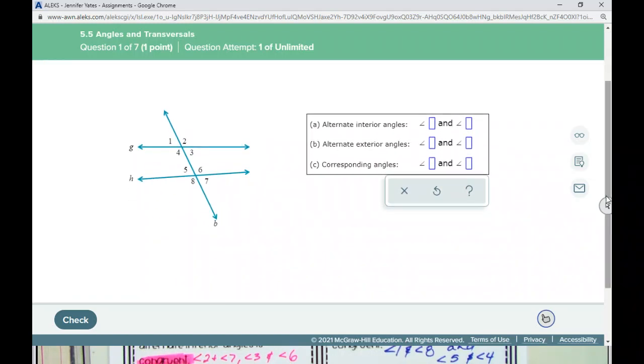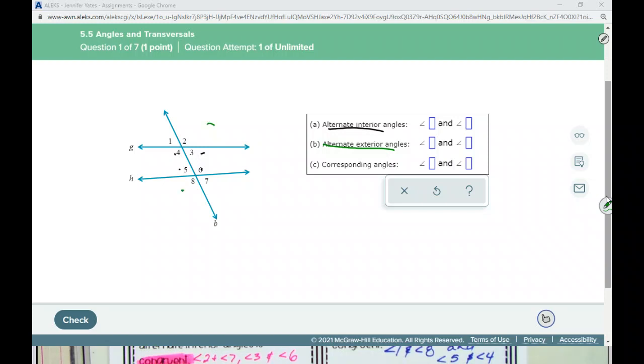All right, I'm hearing 3 and 5 for alternate interior. Is that true? Yep, 3 and 5. What's another pair? Maybe you didn't see 3 and 5. 4 and 6. All right. Let's do green now. Alternate exterior. How about with 2? What is it?